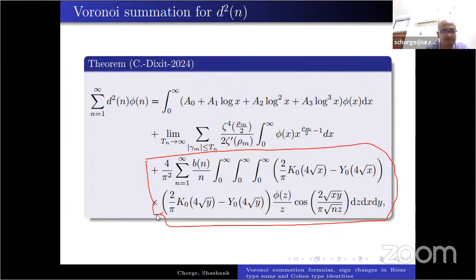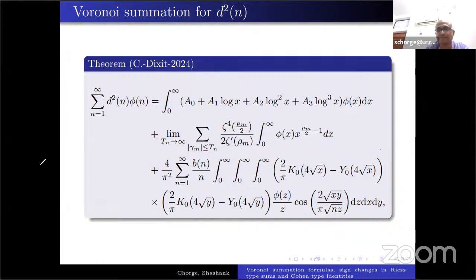So most of the things are well defined here. I mean, K is the Bessel K function, Y is the Bessel Y function, and A naught, A1, A2, A3 are explicit constants, which can be found in terms of zeta and gamma functions. So the only thing here that is a little less known is B of n.